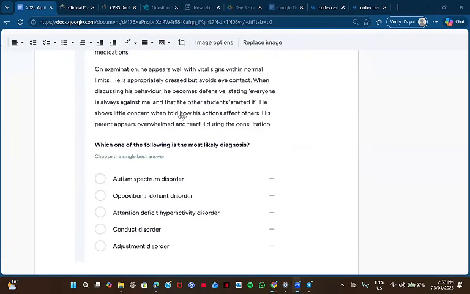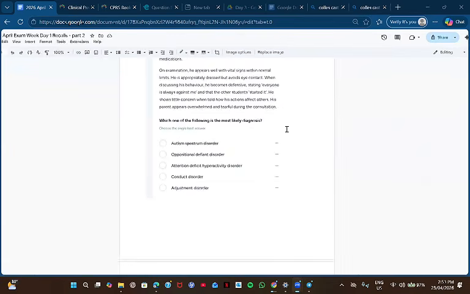On examination, he appears well, vital signs normal. He is appropriately dressed but avoids eye contact. When discussing his behavior, he became defensive, stating everyone is always against me and that the other student started it. He shows little concern when told how his actions affect others. His parent appears overwhelmed and tearful during the consultation.